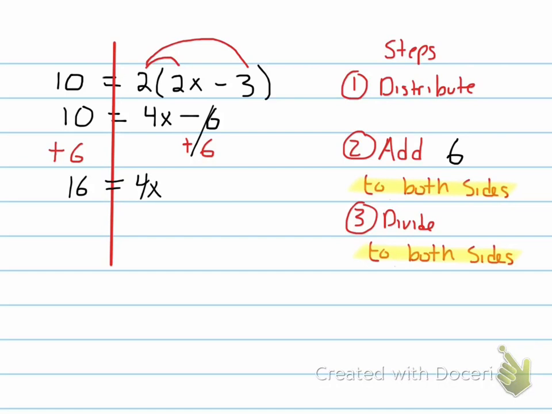Now, I need to... What is happening to x? X is being multiplied by 4. 4 times some number equals 16. So I divide. I divide by 4. And I'm going to get x equals 4. Nice big number.